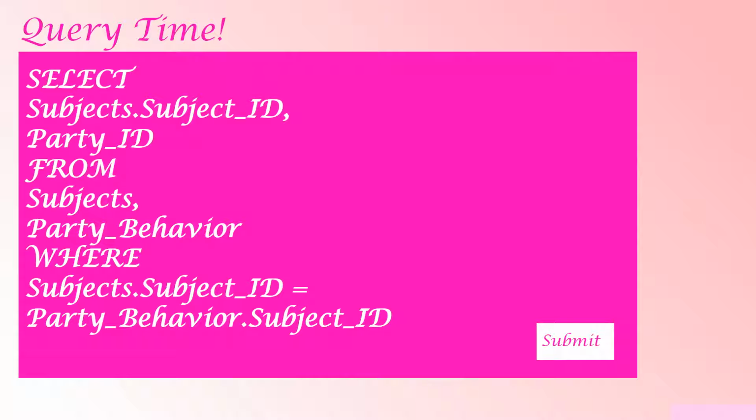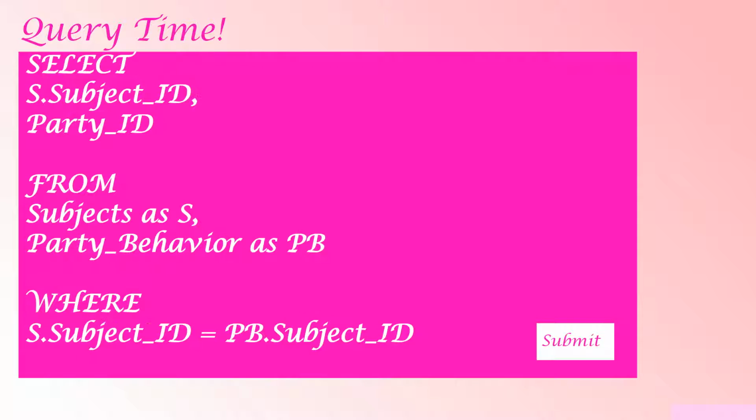So this query will work, but as your queries become more and more complex, it is a little annoying to have to write out long table names throughout the query. You could also alias the tables as abbreviations like so. So now we're pulling from subjects as S, party behavior as PB. So then in our select statement we can say select S.subject ID, party ID. And in our where section, we can say where S.subject ID equals PB.subject ID. It may not seem like a big win now, but there will be a day when you cannot imagine your queries without aliasing.